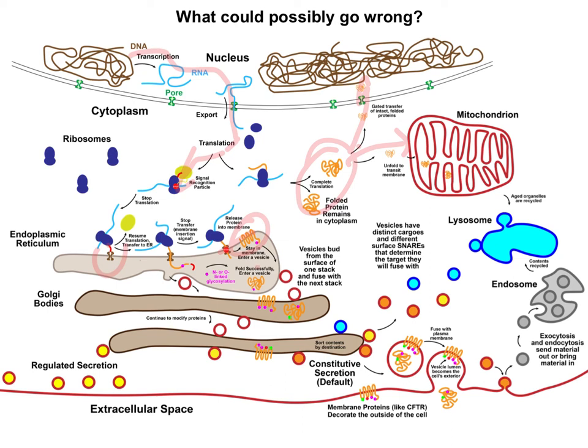We're going to do a bunch of modifications here in the lumen, and that's going to affect parts of membrane proteins or all of the soluble proteins. We'll have vesicular trafficking that brings us to the Golgi, more modifications, and then we either have regulated secretion, where we're going to wait, get a signal, and then go out of the cell, or we're going to have constitutive secretion, which is the default state. If you aren't told to do the regulated form, you do this default form.